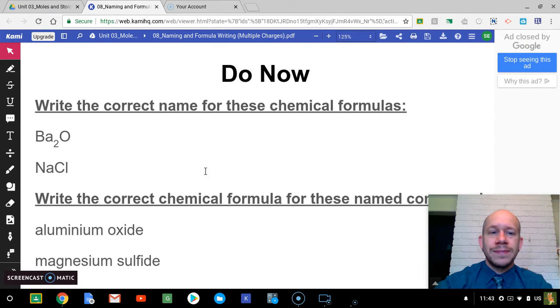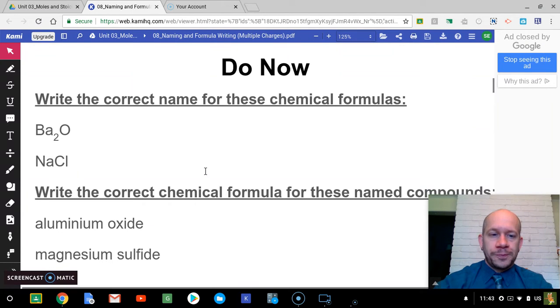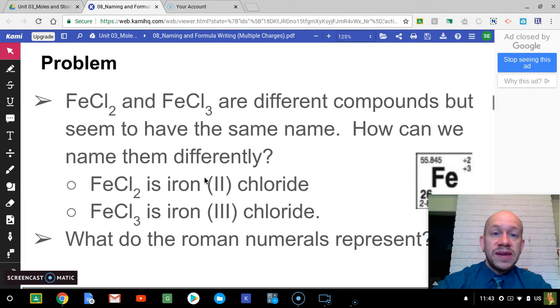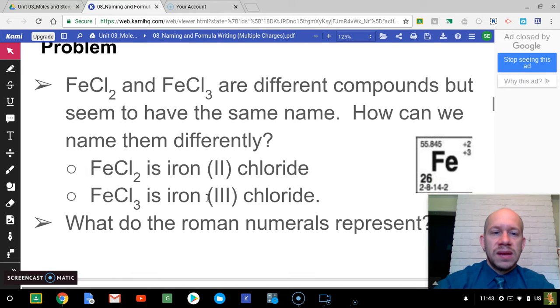Do now. So we have a problem. FeCl2 and FeCl3 are different compounds, but they seem to have the same name, iron chloride. How can we name them differently? FeCl2 is actually iron 2 chloride, and FeCl3 is actually iron 3 chloride.